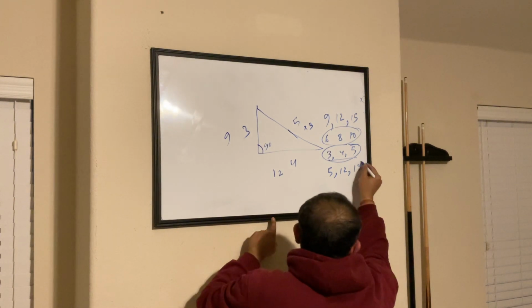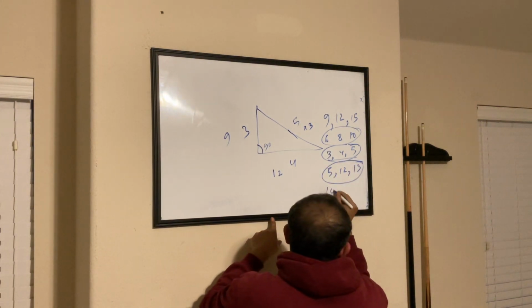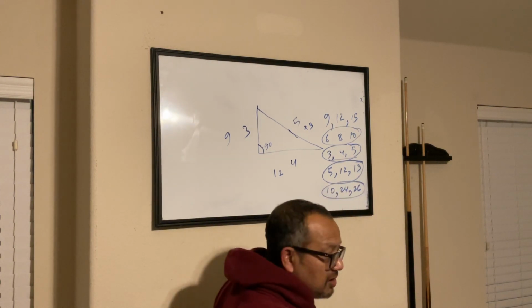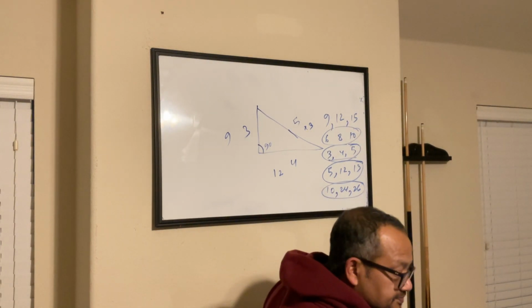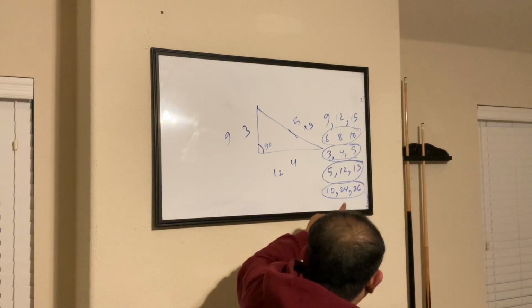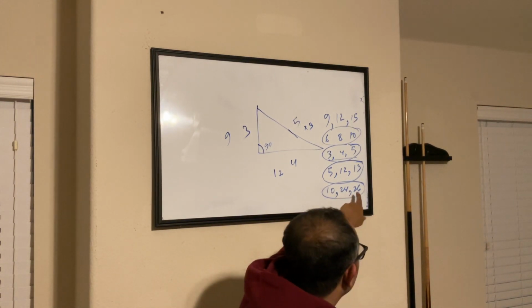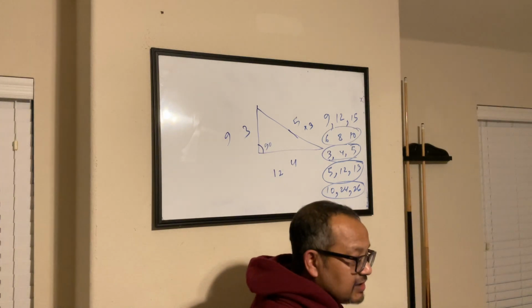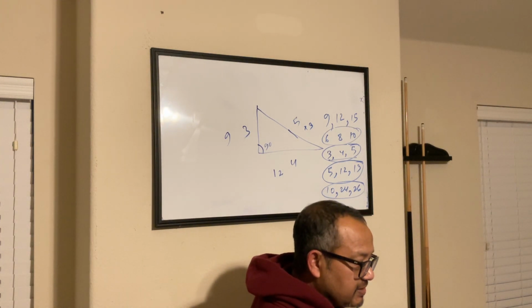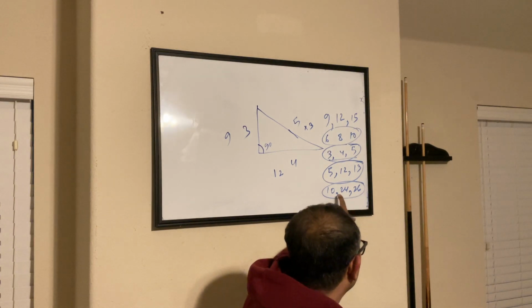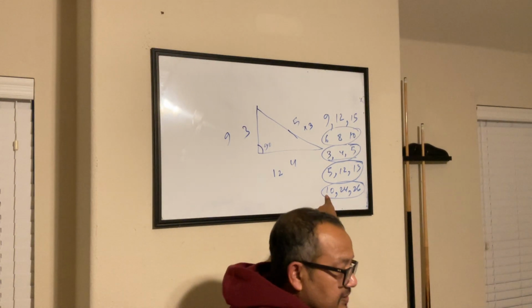Similarly, if you see this combination, 10, 24, 26, this would be one combination. So if you see any right angle triangle where one side is 24, one side is 26, find the third side. You can find it straight. If your hypotenuse is 26 and one side is 24, the other side will be 10.